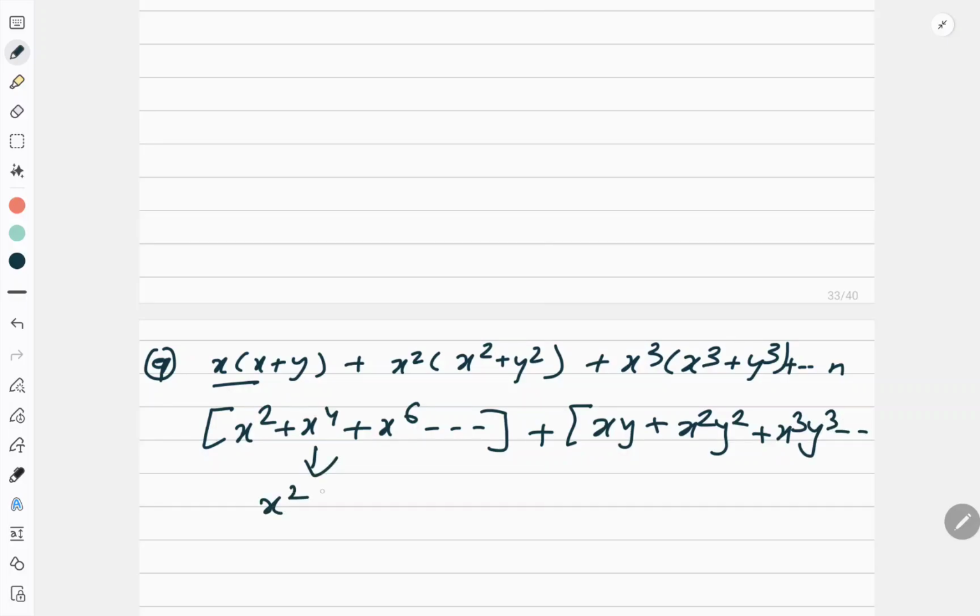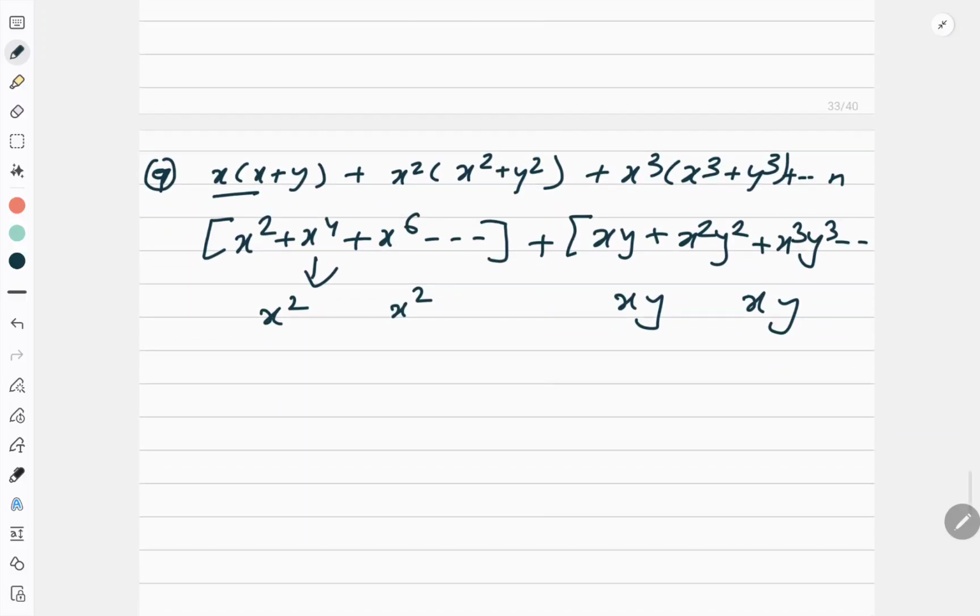Here the first term is x square with common ratio x square. Here the first term is xy with common ratio xy. So again I can apply the direct formula and you will get the answer. Correct? So again it is a very easy question. Okay. Now let's move to the next question.